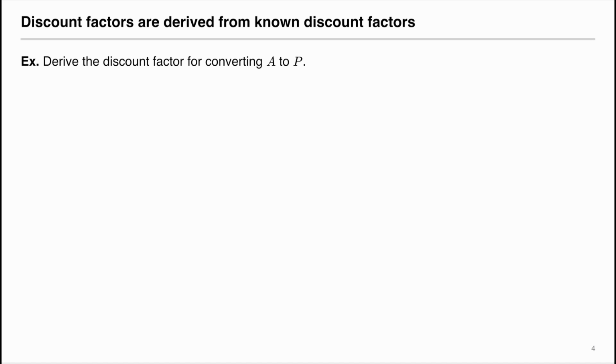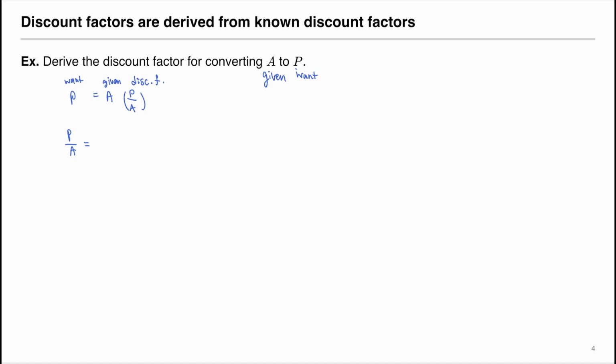Well, how do we get those discount factors, or the conversion factors between different values? For example, let's derive the discount factor converting A to P. So we are given A, and we want to know P, so that P, the wanted value, is equal to the given A multiplied by a discount factor. And the discount factor will have A at the bottom and P on top, so that we can cancel things. Therefore, the value that we're interested in is P over A.